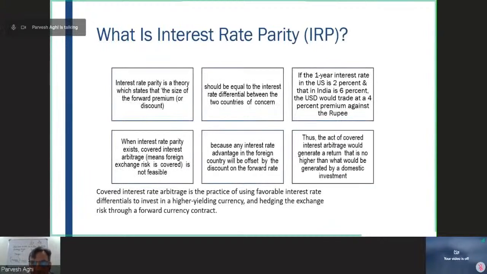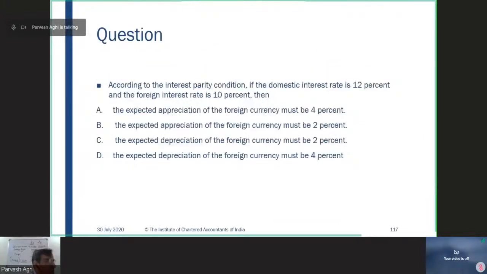Okay. So there is a question first, and then we will be doing an example and then some study material questions. So according to the interest parity condition, if the domestic interest rate is 12% and the foreign interest rate is 10%, then the expected, now read out all the options A, B, C. I hope you can all see that. Okay. So tell me which is the right option.